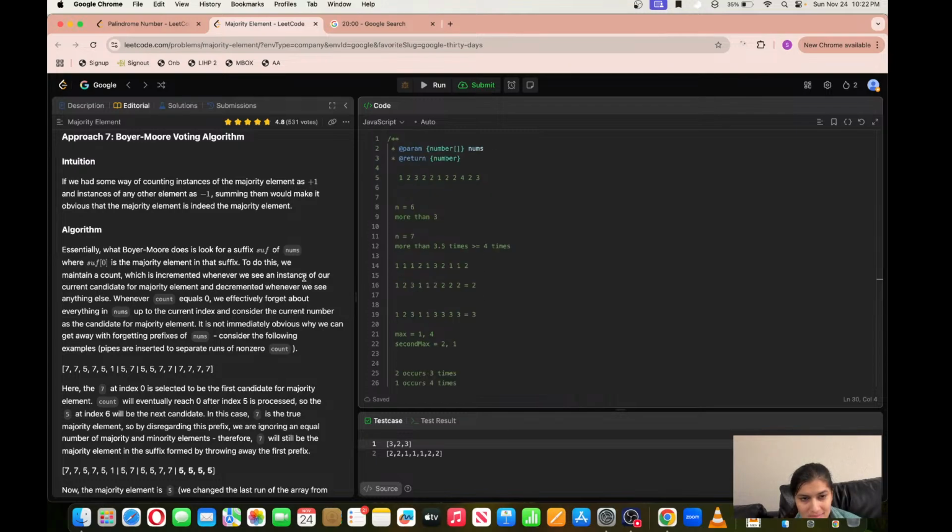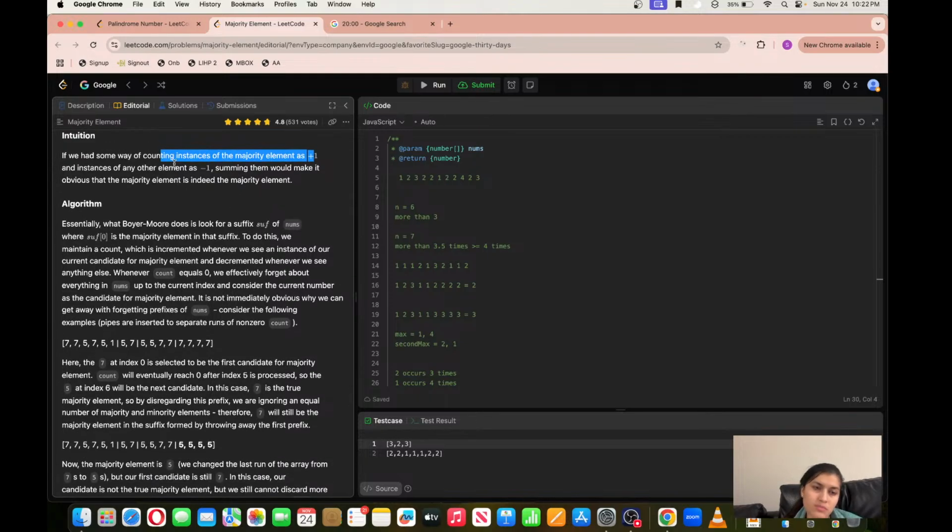What? What does this mean? Counting instances of the majority element as +1. I don't understand what this means. What does counting instances of the majority element as +1 mean? Does it mean I have to add +1 or what?